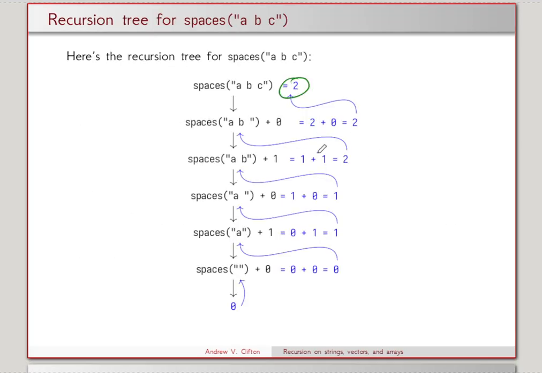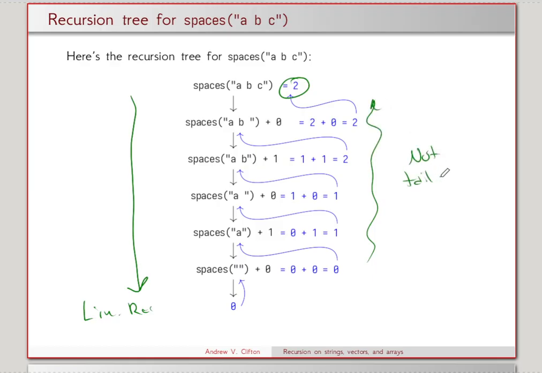Actually, hang on a sec here. One real quick thing, right? So is this linearly recursive or non-linearly recursive? It just goes straight down. So this is linearly recursive, right? But we're doing some stuff on the way back up, so it is not tail recursive, right?